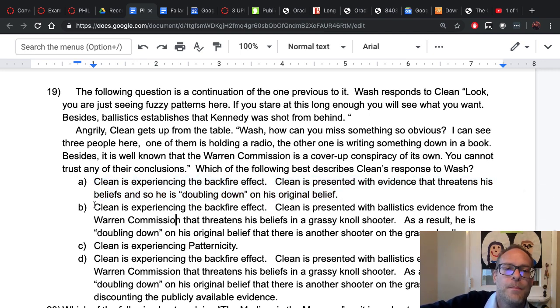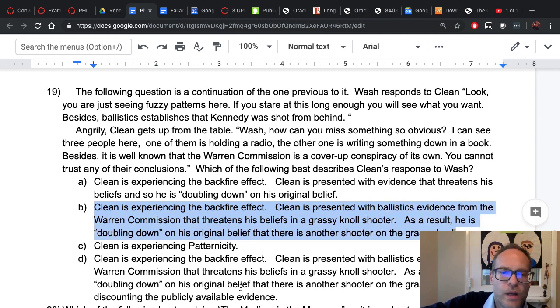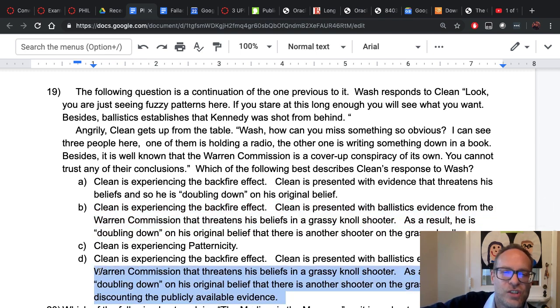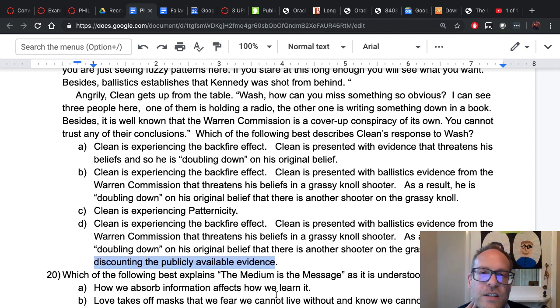But now we have to measure B against D, right? What's the difference? D is just a skosh better, and the reason why is right here: the publicly available evidence. What publicly available evidence means is anybody can go and look. And that's the problem: eventually, if conspiracists go too far in order to maintain the conspiracy, they have to discount a sort of global consensus of evidence, and the normal rules of evidence no longer apply. It's called epistemic closure. But D is our best answer there.